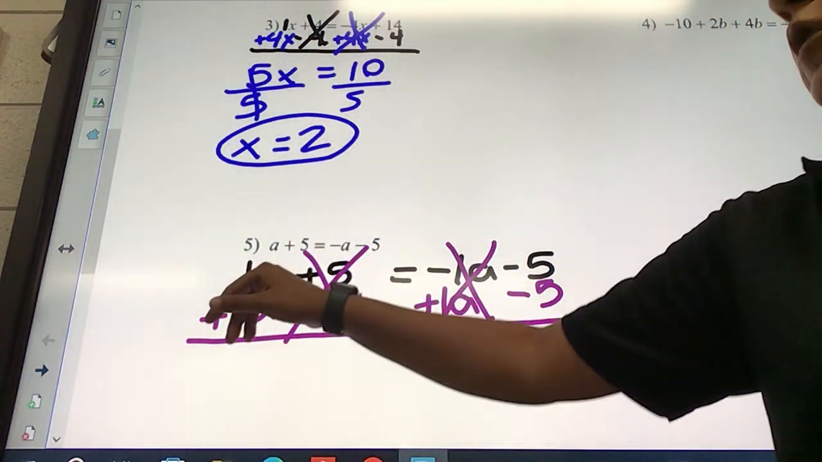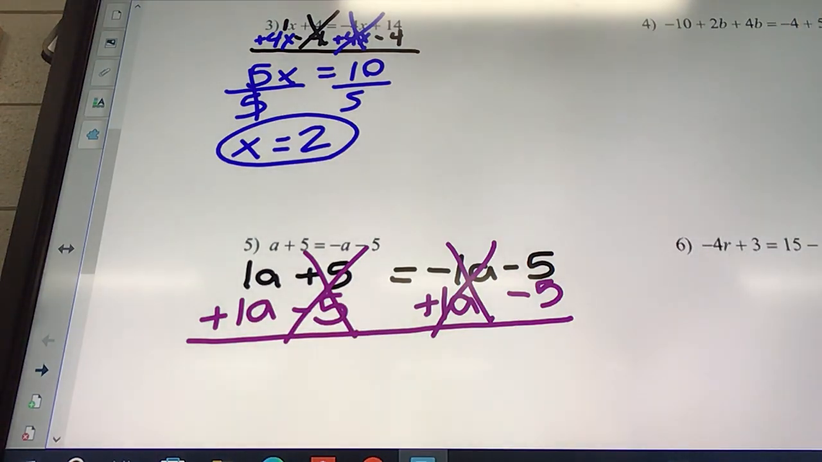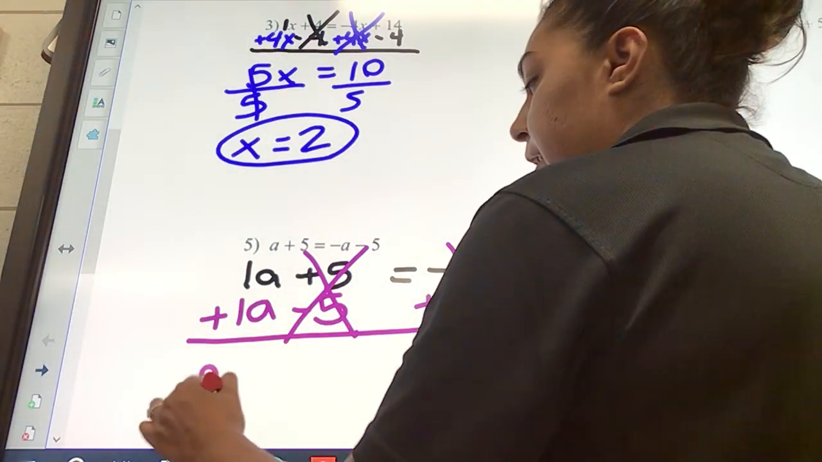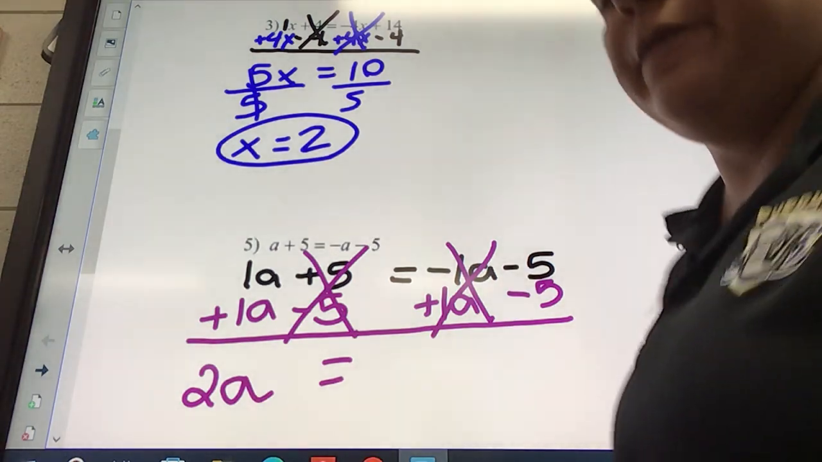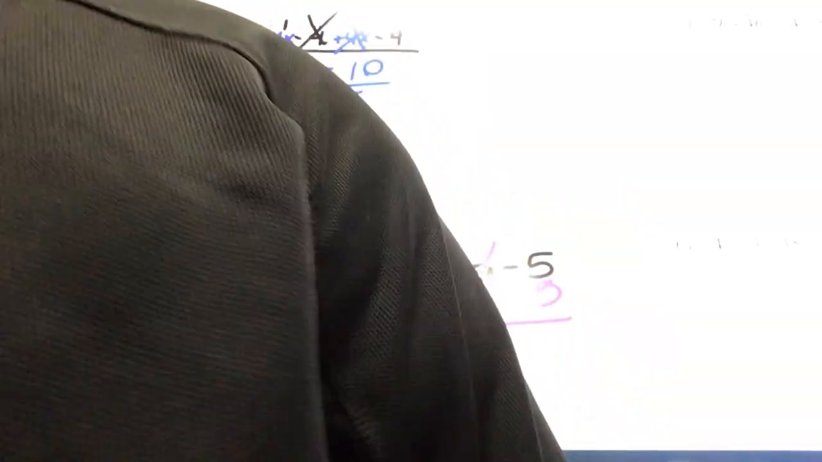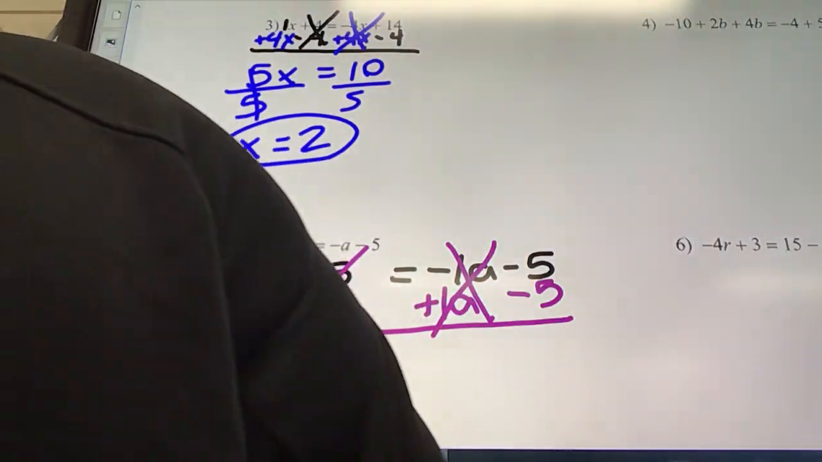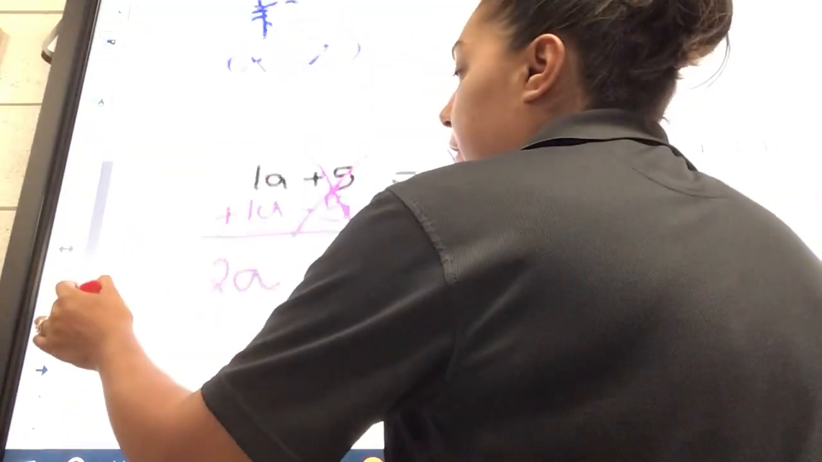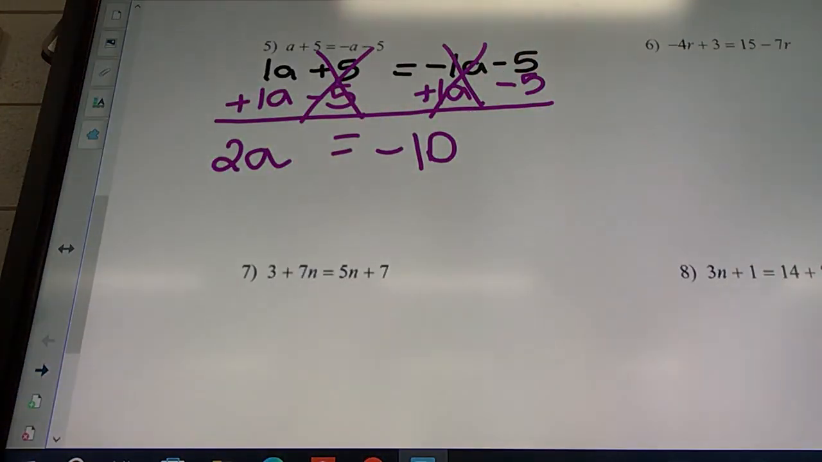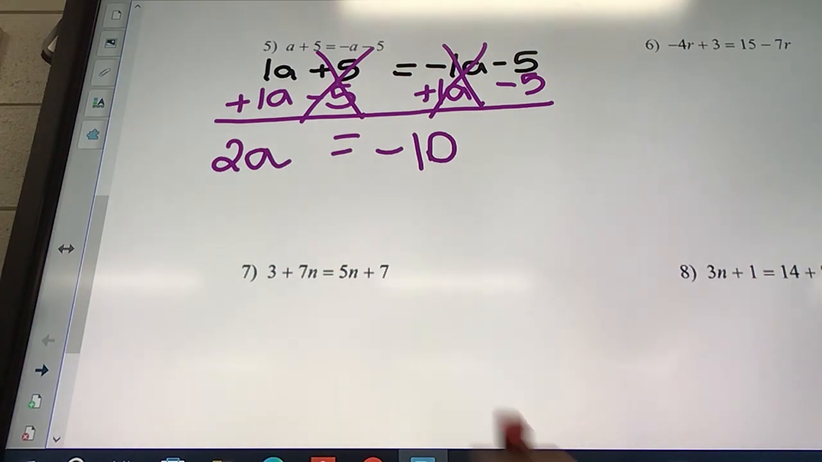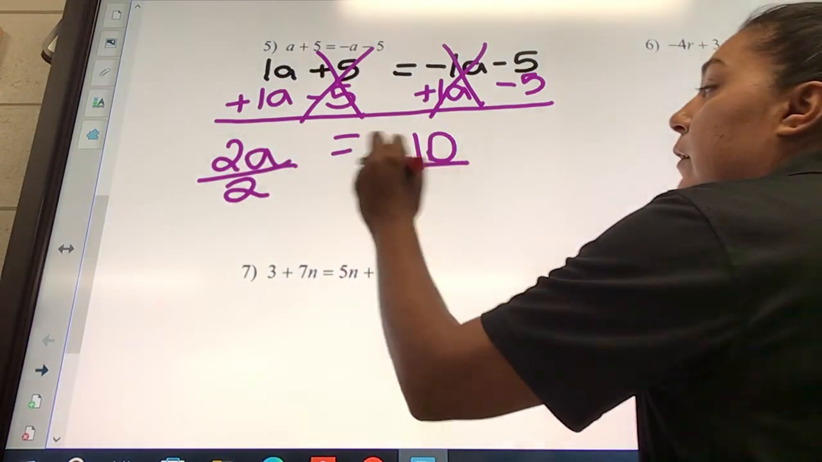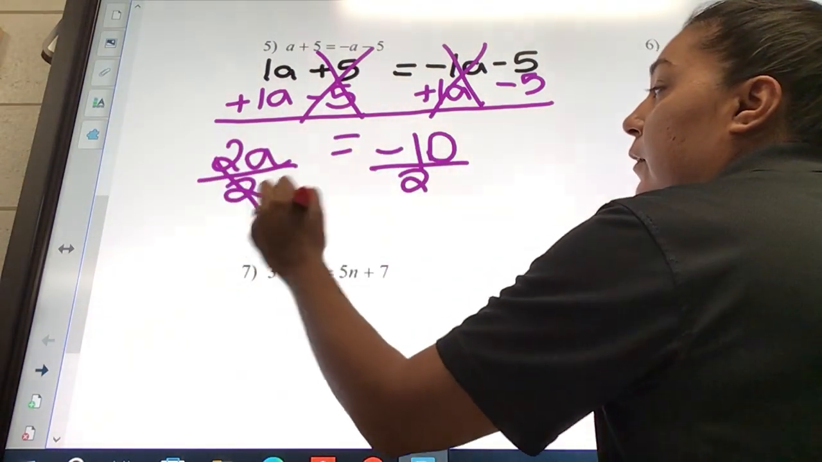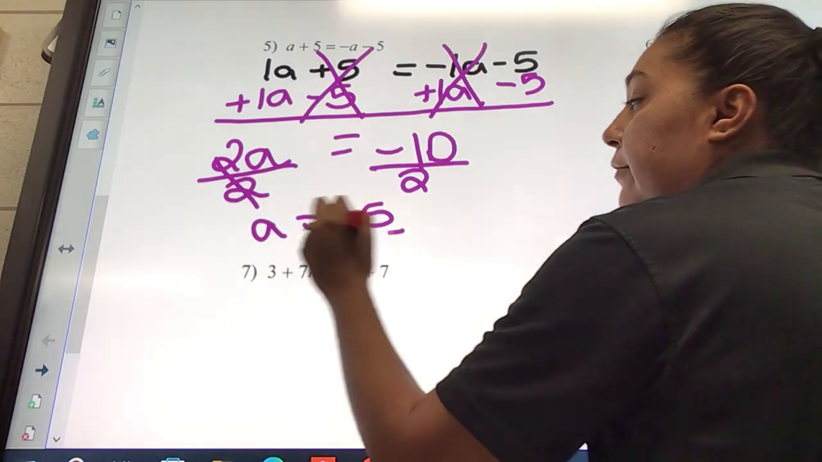Okay, what's 1 plus 1? 2. 2A equals negative 5 minus 5. Negative 10. So we're gonna get a negative 10. Okay, and then what? Divide by 2. So we're gonna get A equals negative 5.